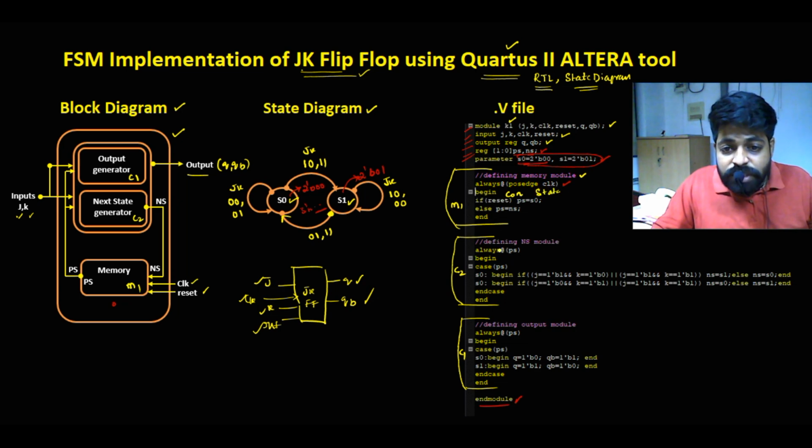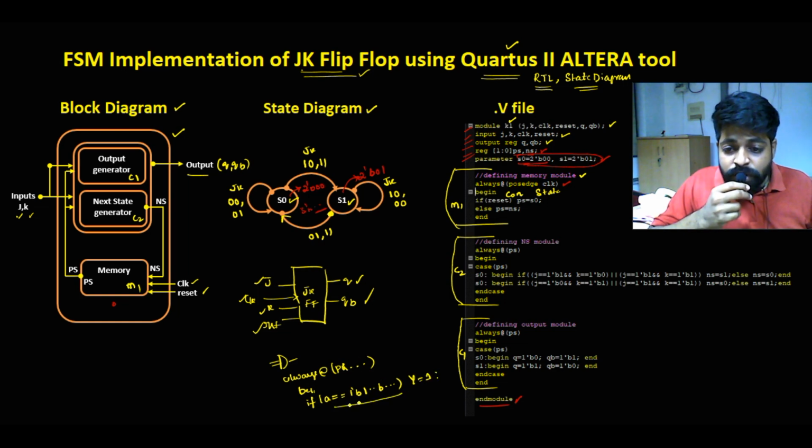One thing we have to know: if it is an AND gate, always @(posedge clock), begin, if a is equal to 1'b1 and b is equal to 1'b1, then y is equal to 1. So we know this is my condition and this is my statement. The condition will have all the set of inputs and the statement will have the set of outputs. In the same way, in the statement we have to define all outputs.